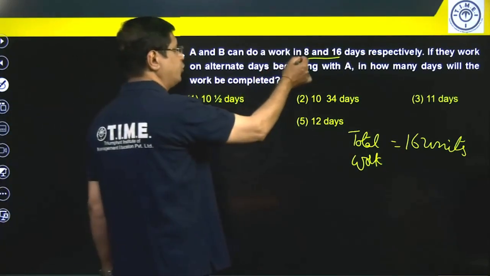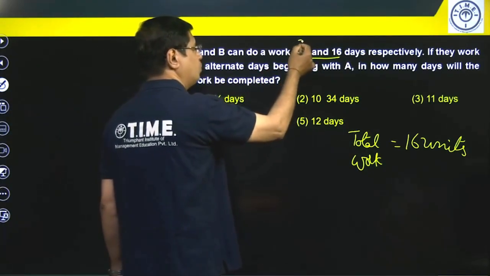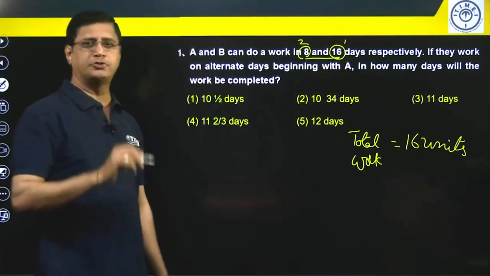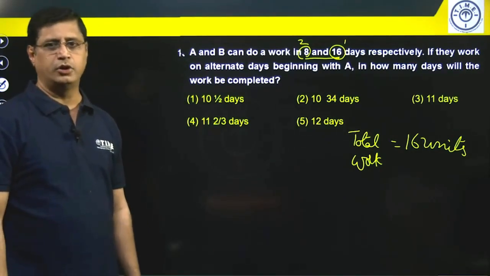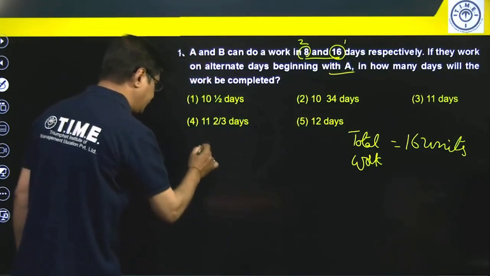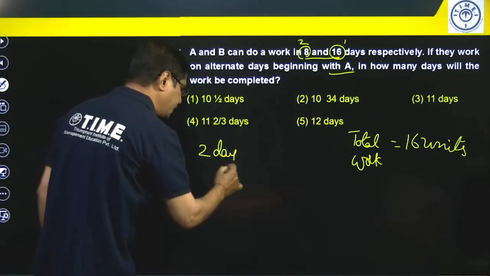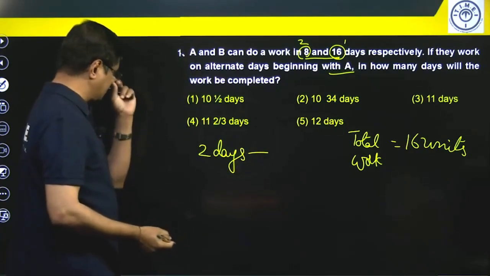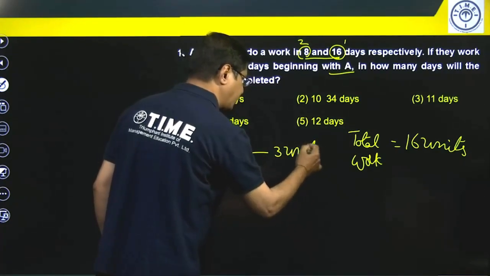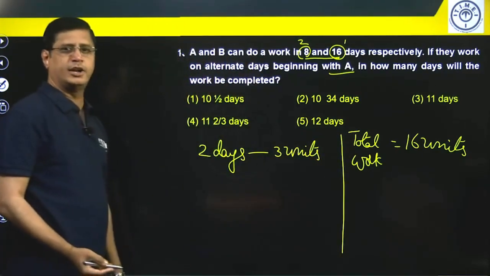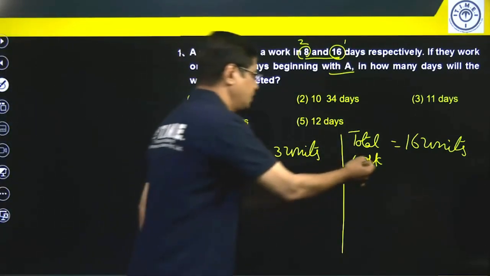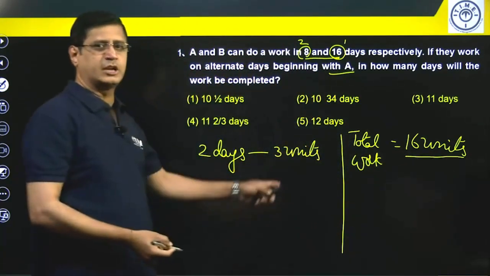A can do how many units means 8 into 2 is equal to 16. 16 into 1, 16. A can do 2 units per day, whereas B can do 1 unit per day. Now beginning with A means first day A will do, second day B will do. A plus B means 2 plus 1, that is 3 units. They will finish 3 units of work in 2 days working alternatively starting with A. Total units is 16. Total unit 16 means 16 is not a multiple of 3.